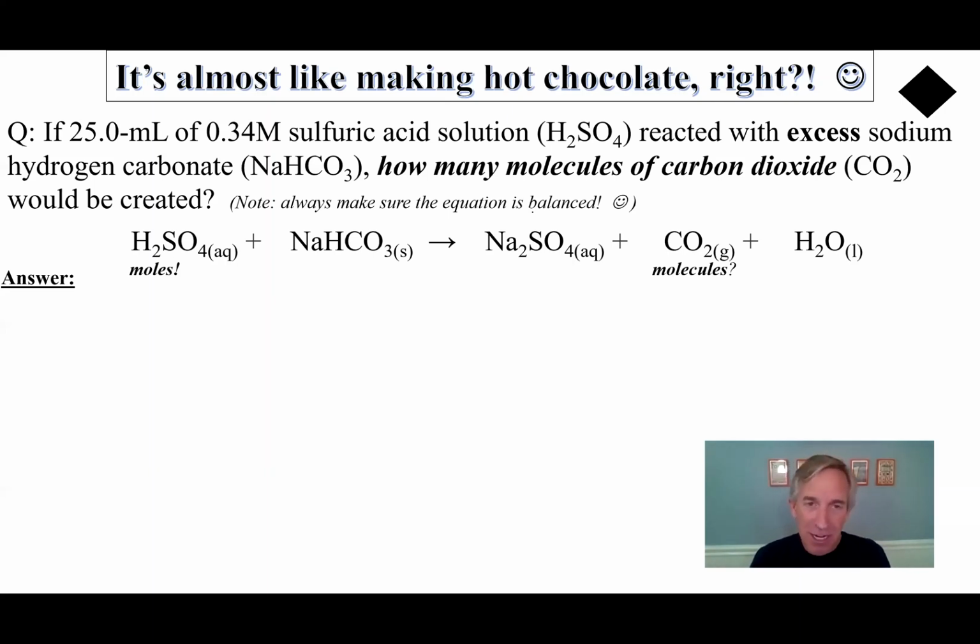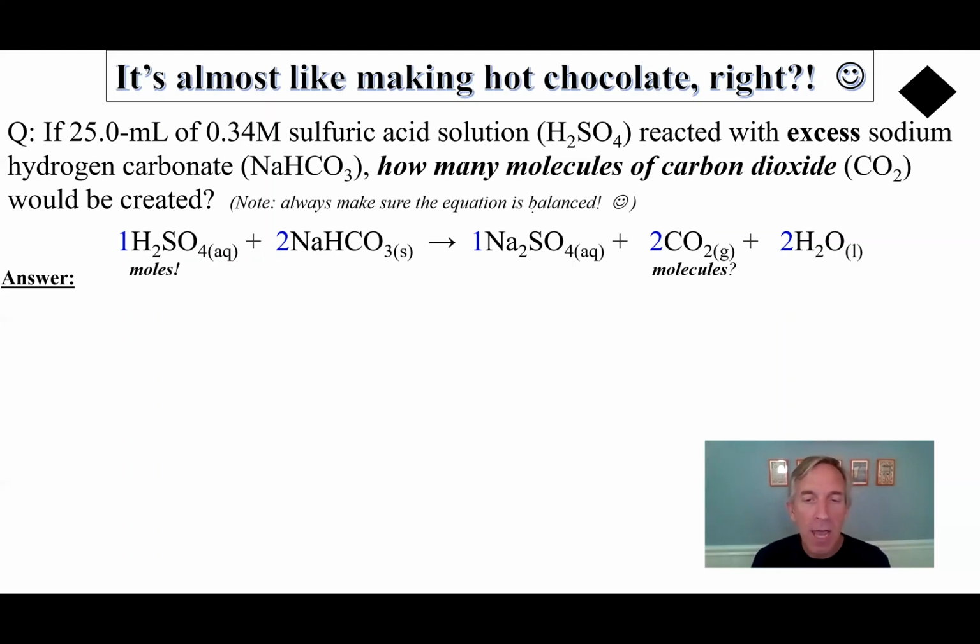I had a little note there. Always make sure the equation is balanced. I need a balanced equation, similar to my hot chocolate recipe where I needed half a bottle of water. These things are important if I'm going to convert from one species like sulfuric acid to CO2. Is it really a 1-to-1 ratio? This is the balanced equation. And if you have any questions about how I came about this balanced equation, please go back to the Blue Square video where I show how to balance reactions.